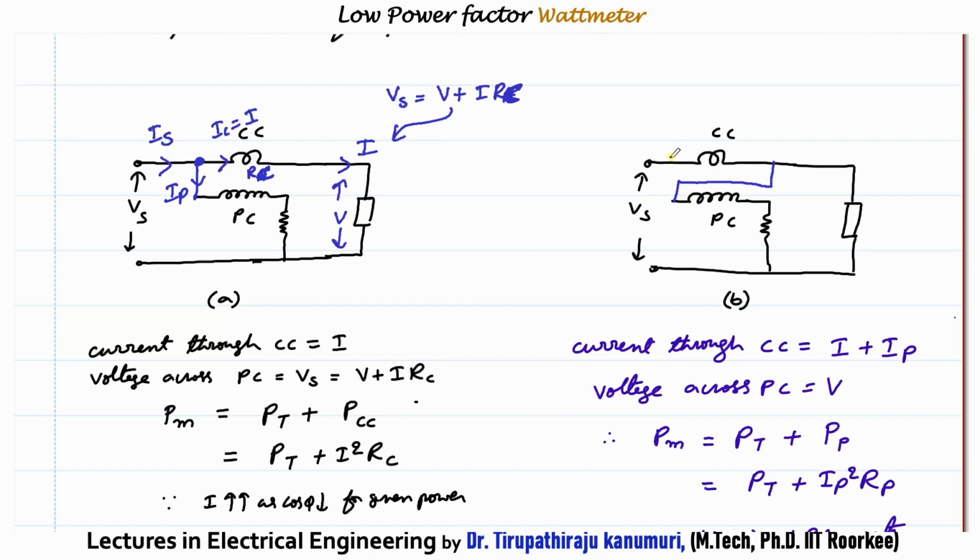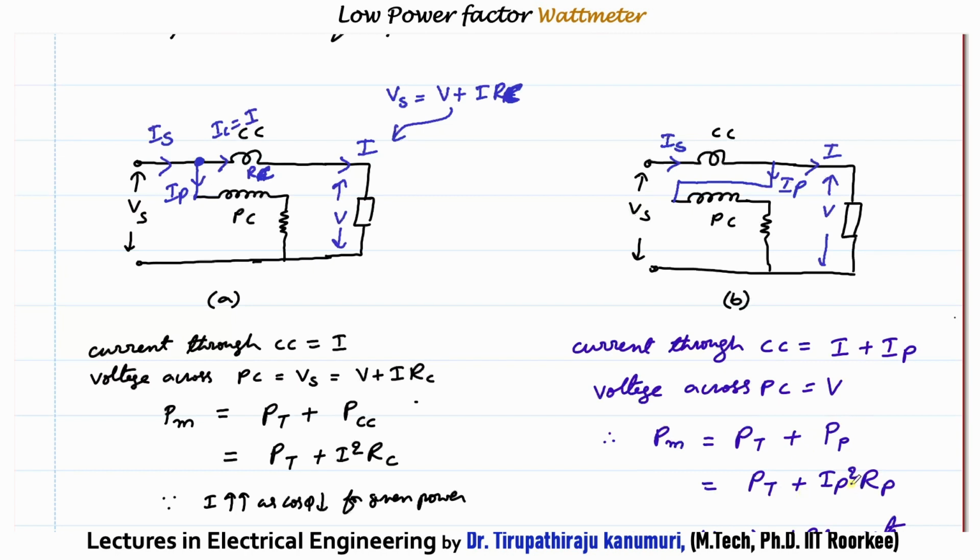Let us go to the second connection. Here I am assuming this current is again equal to the current supplied from the source, Is. Once the current reaches here, it will divide into Ip and I. In this case, the current coil is measuring the current passing through your load plus the current passing through your pressure coil also, and the voltage across the pressure coil will be the same as your load voltage, V. Because the current coil is measuring the extra current, the measured power will be the true power plus the power consumed by your pressure coil.